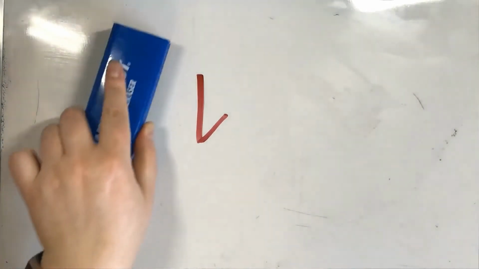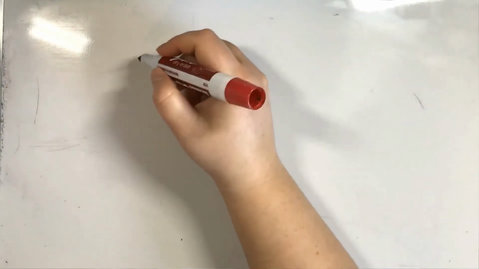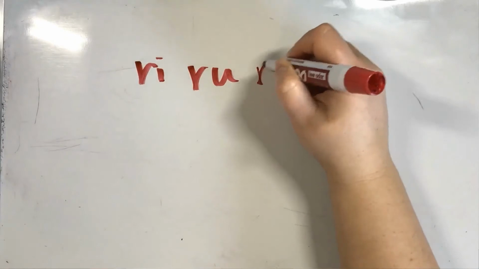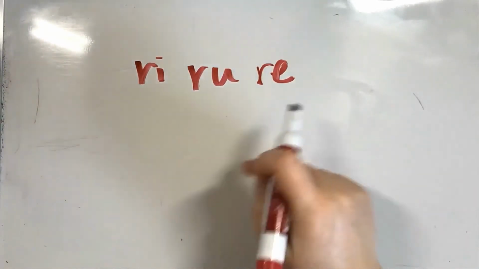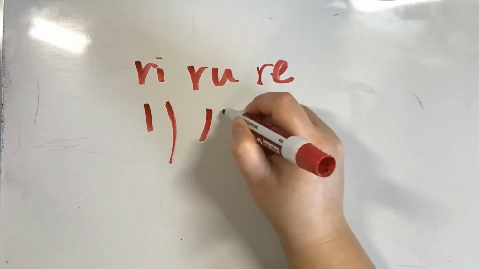Okay, so I'm going to give you a comparison between all those. A side-by-side comparison of ri, ru, and re. So ri, ru, and re. You'll see how they kind of are similar to one another. Ri, ru, re.